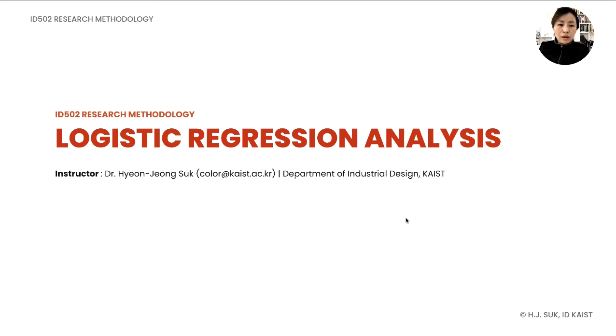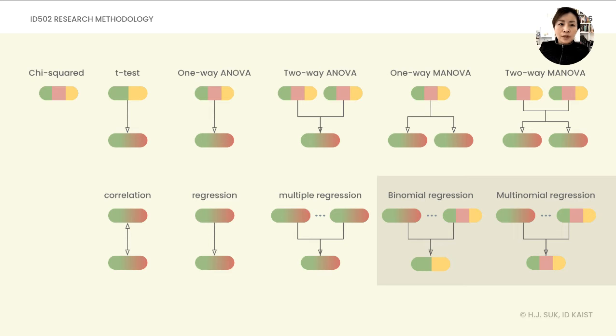Hi, this is about logistic regression analysis. This is an overview about a lot of different statistics, and here you have two different kinds of peel shape. The first one is the one with the stripes, a categorical variable, and the other one is like this one, color gradation, which implies a continuously measured variable.